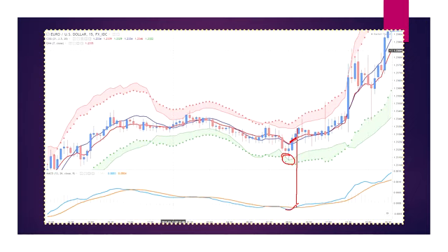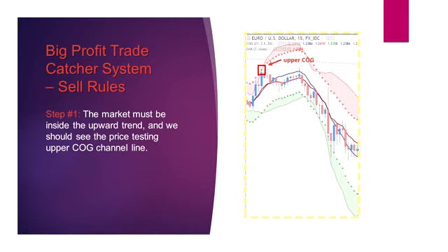And that happened here. So at the opening of this candle, we enter a trade while using the low as our stop loss, and 1.5 times the distance from the entry to the stop loss would be our take profit. So something like this. Just simple. Now let's cover the sell rules.